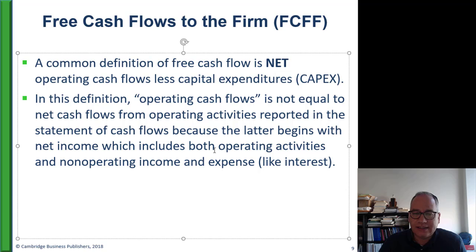So it says here, operating cash flow is not equal to net cash flows from operating activity reported in the statement of cash flows because the latter begins with net income, which includes both operating activities and non-operating income and expenses. So in certain cases, what you may need to do is take net operating cash flows from the cash flow statement and adjust it for certain non-operating items. Non-operating items like interest income, sometimes dividend income, and interest expense are the 3 key items that are included in the cash flow statement but would not be included in free cash flow.